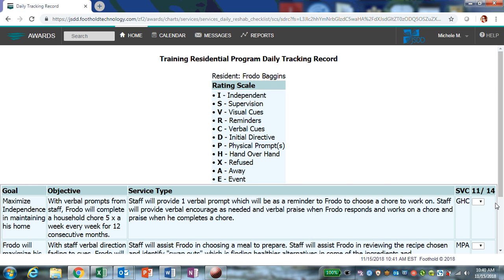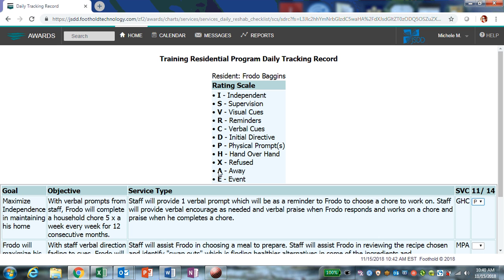The rating scale I'm going to select based on the level of support that I provided, the highest level of support I provided throughout the entire shift, okay? Maybe most of the shift was just supervision. Maybe most of the shift was visual cues. But at some point throughout the day, I provided physical prompts. Or at some point, I actually needed hand over hand. Whatever the highest level of rating scale, that's what you're going to select. And for here, let's just say physical prompts.